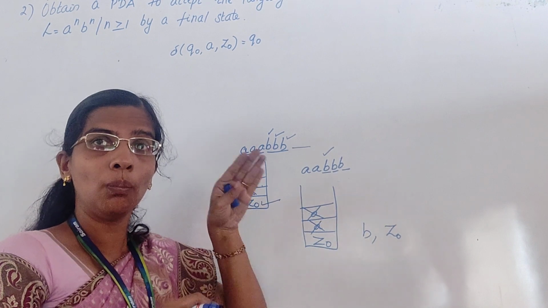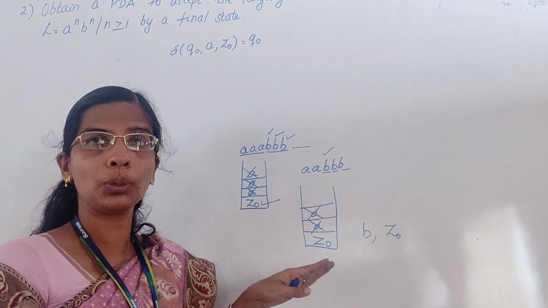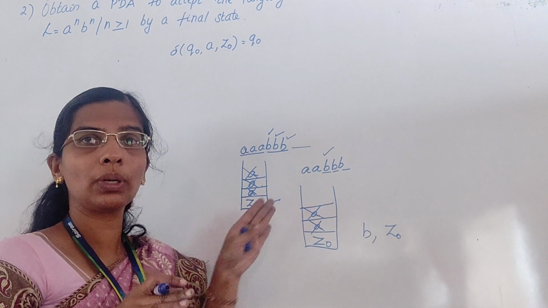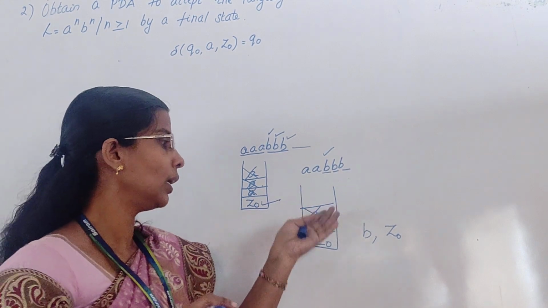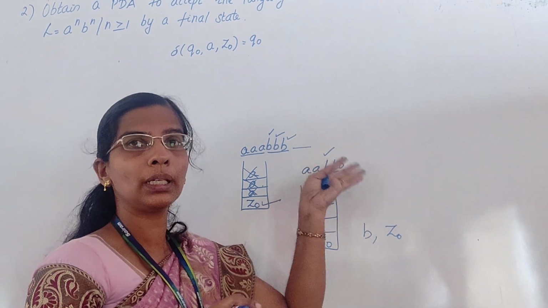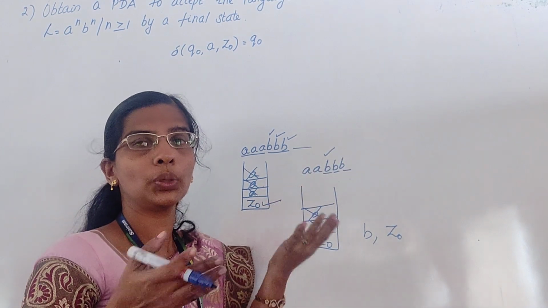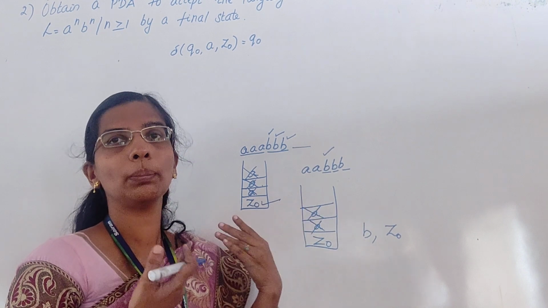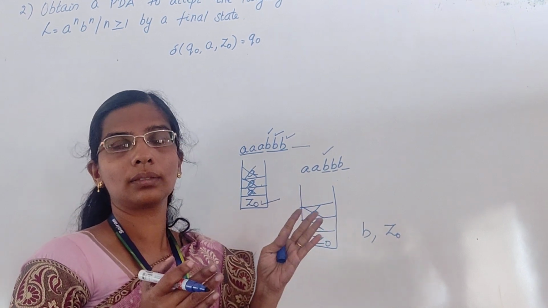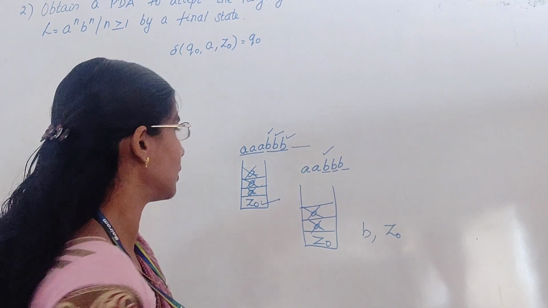At the same time, both input and stack should become empty. Then only you can say, I have an equal number of A and B. But here the stack becomes empty but the input is not empty. So you cannot say I have an equal number of A and B. So the machine rejects it. Right? So we'll write the transitions.